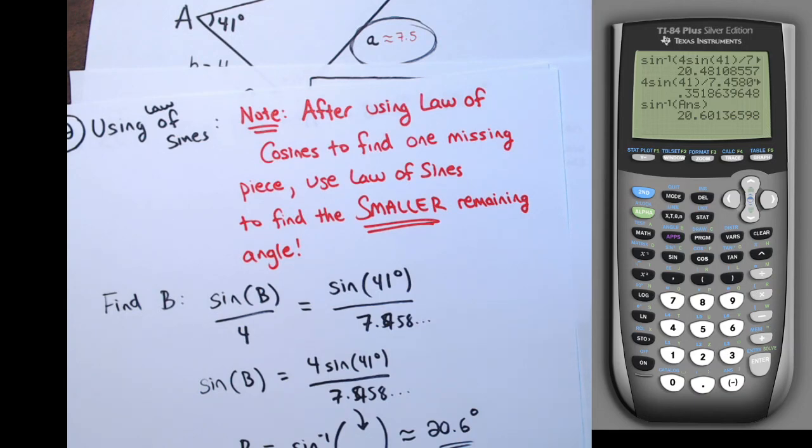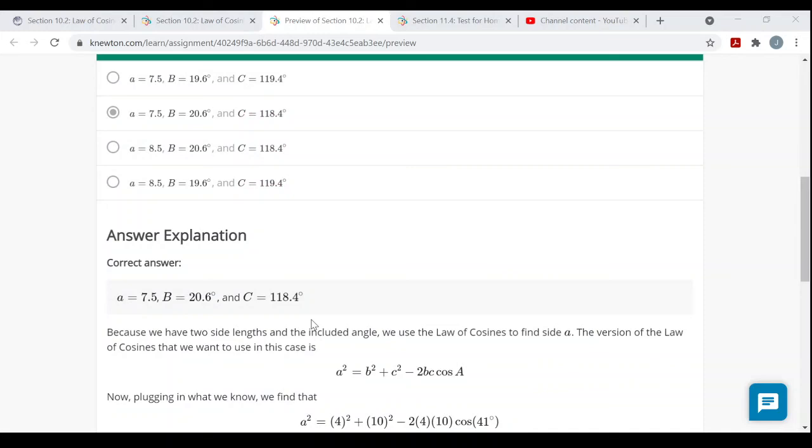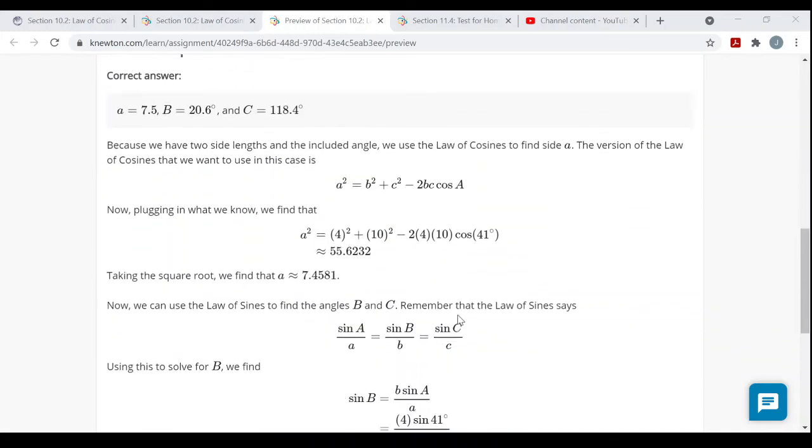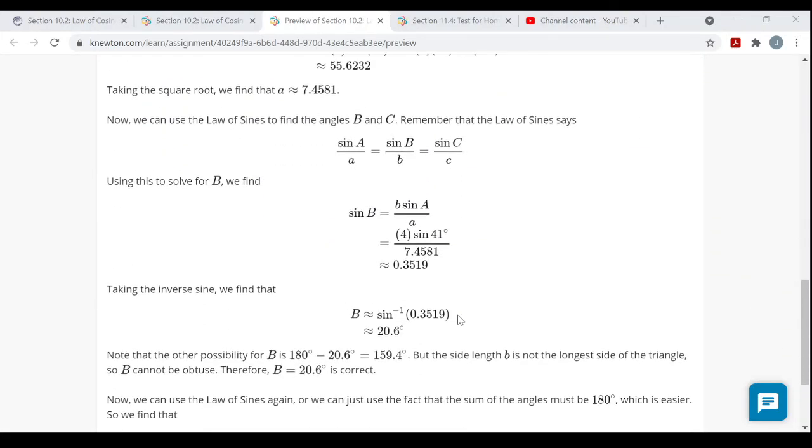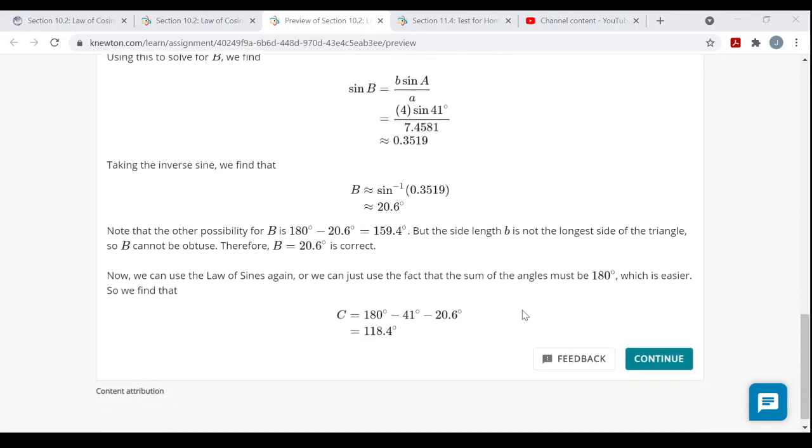So hopefully watching me do this here, looking at more instruction if you need to, and reading the answer explanations when they come up helps you. See, they didn't use 7.5 here either. They used 7.4581. Hopefully looking at all this stuff helps you when you go about doing this work on your own.